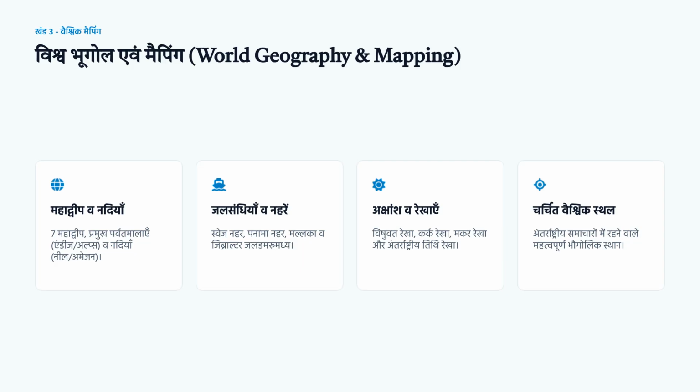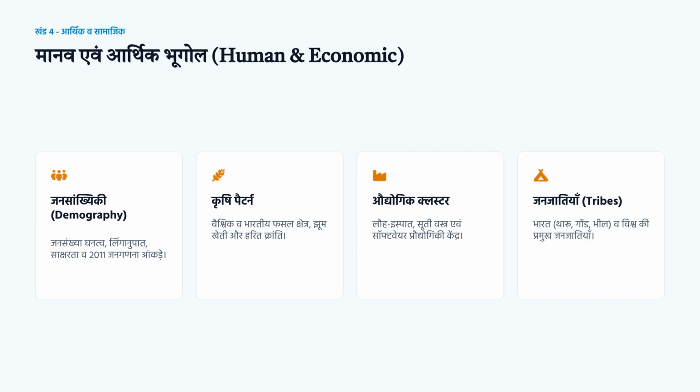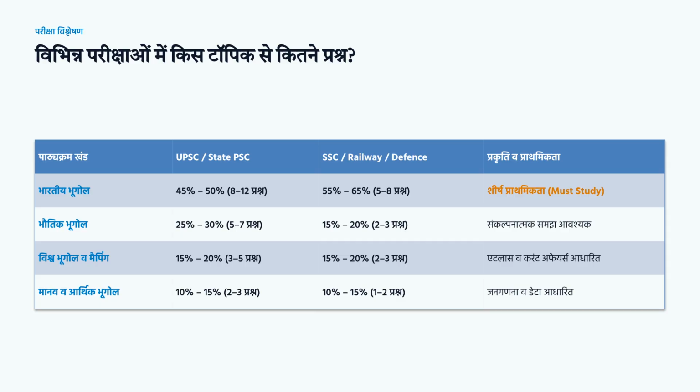Master the locations of continents, major rivers, straits, canals, and important lines of latitude and longitude, while keeping track of globally significant places. Finally, we cover human and economic geography. Key topics here include demographics, agricultural patterns, major industrial clusters, and the distribution of various tribes across India and the world. Exam analysis shows that Indian geography holds the highest priority across most competitive exams.